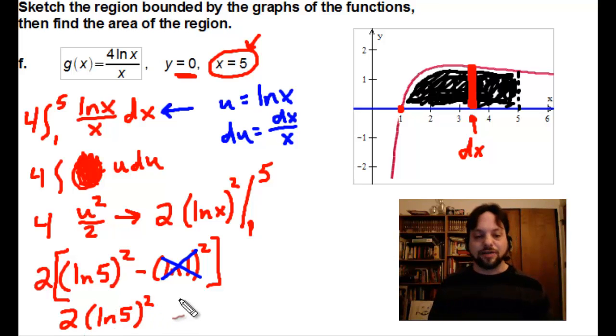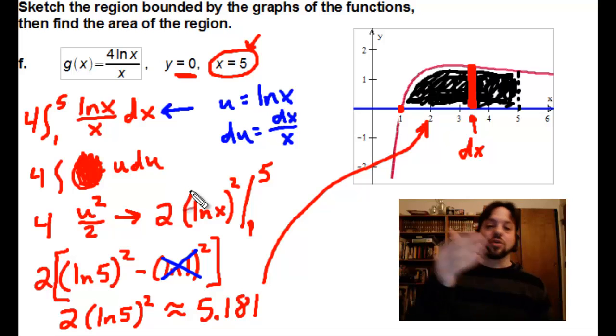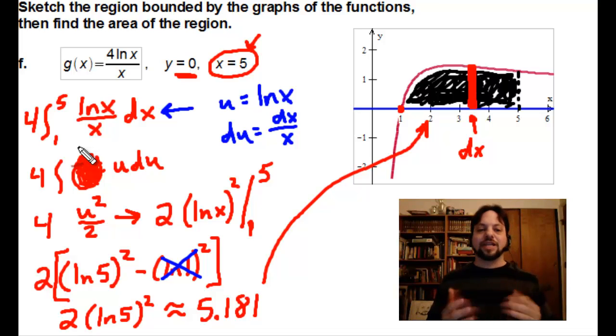This is, in fact, the area of that black region. And again, if I want to approximate it in a decimal, I'll get about 5.181. And that is going to be the area of that black region. But again, don't forget the concept of this. The function, or the subtraction of functions, is simply the height of the rectangle that I'm drawing, while the dx or dy is quite simply the width of the rectangle. So the integral is, of course, adding up all those rectangles along the interval, giving me the area of that region.